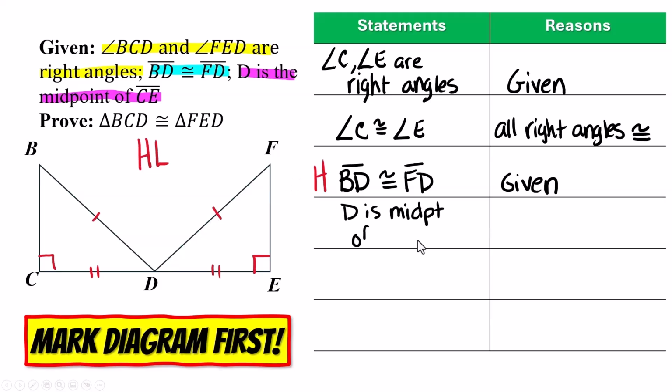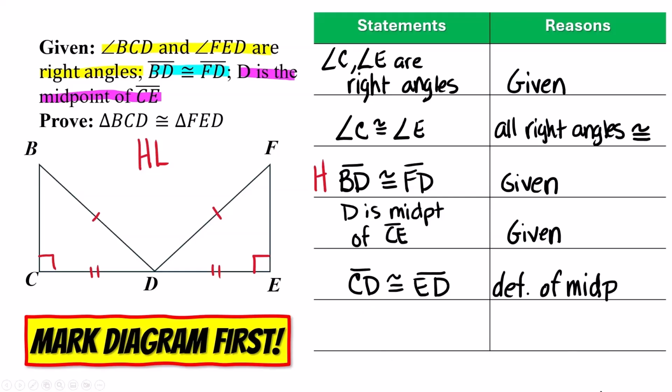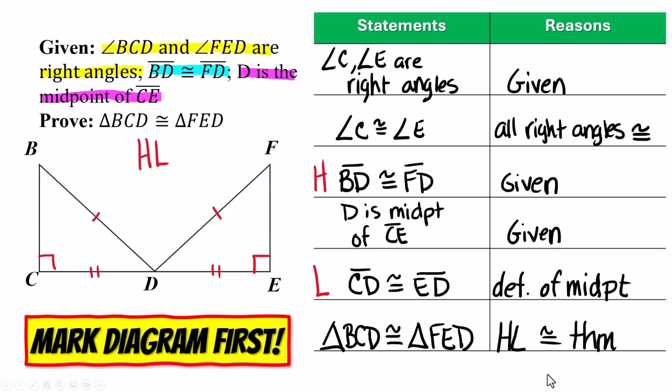D is the midpoint of CE. That was given information, and now I can use it. I can say that CD is congruent to ED by definition of midpoint. Can't use it unless it's in the proof before this spot. That is our leg. So now we have hypotenuse leg, and we can say that the triangles are congruent by the hypotenuse leg congruence theorem.